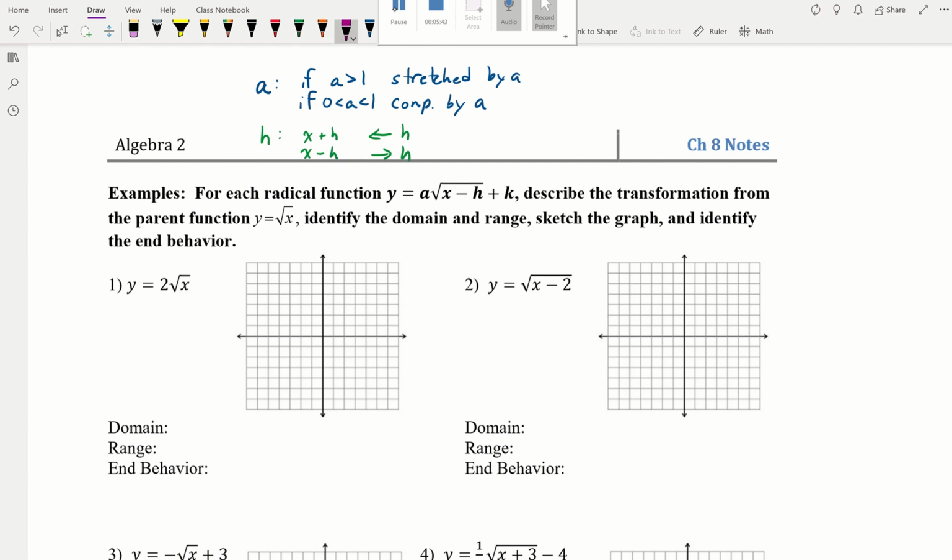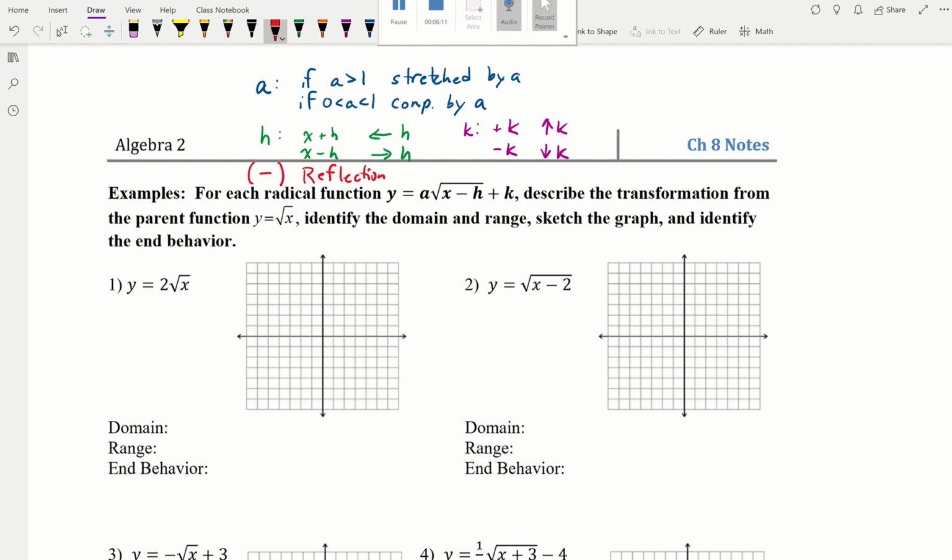For our k value, when it's plus k, our graph's going to move up. And if it's minus k, our graph is going to move down. The only other thing that can happen is we could have that negative in front, which anytime there's a negative in front of our function, we have a reflection. And specifically, it's a vertical reflection in the x-axis.